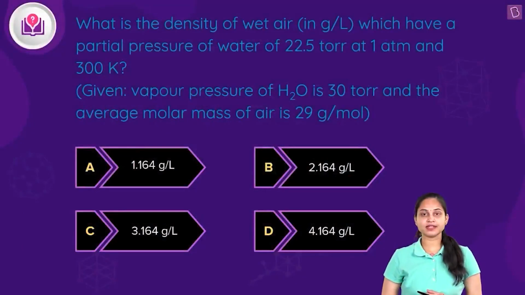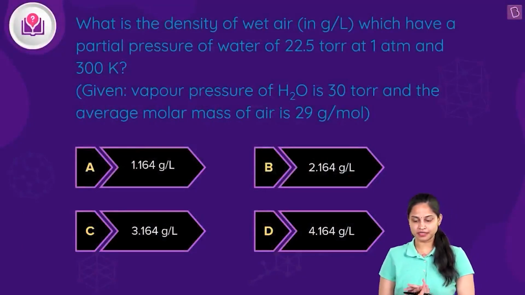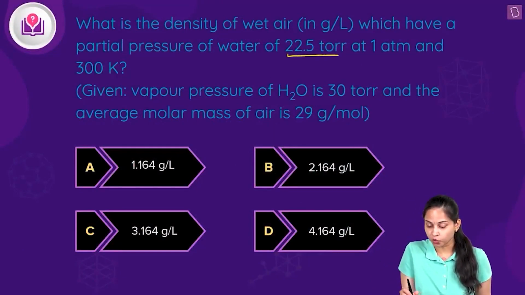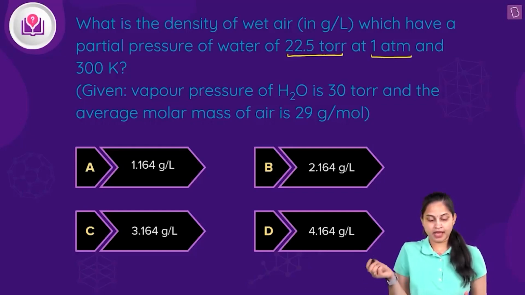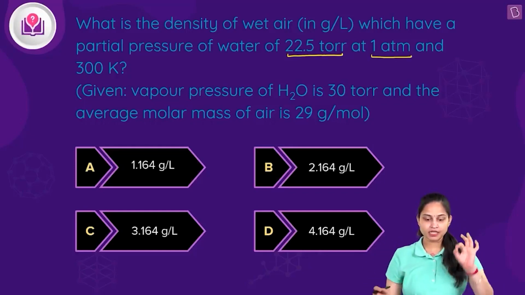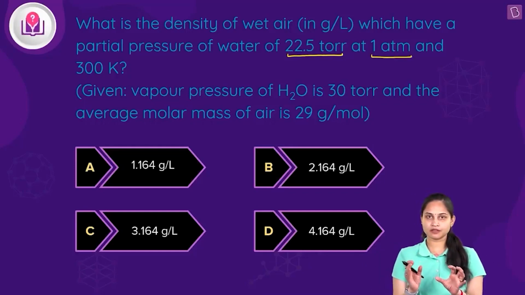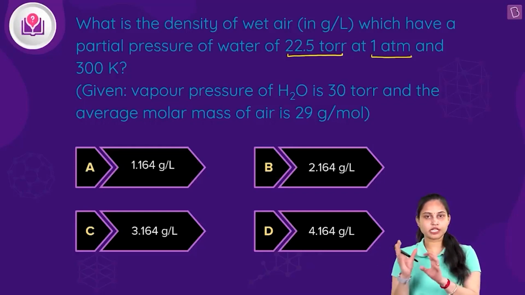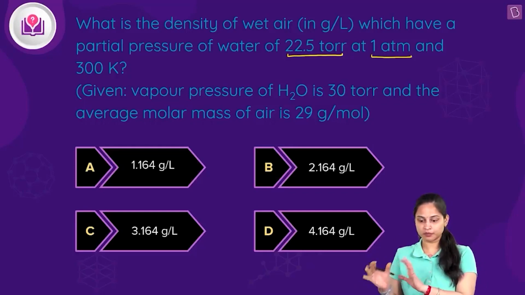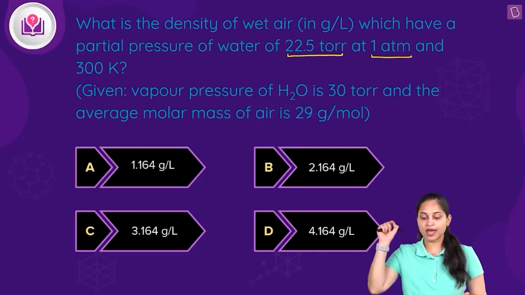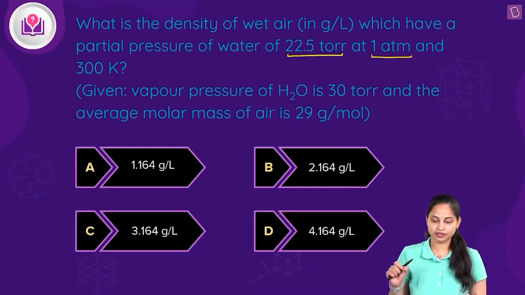The question over here is: what is the density of wet air in grams per liter which has a partial pressure of water of 22.5 torr at 1 atm and 300 Kelvin? I repeat, we need to calculate the density of wet air. Wet air is actually a mixture of dry air plus water vapor, which has a partial pressure of water of 22.5 torr at 1 atm pressure and 300 Kelvin.